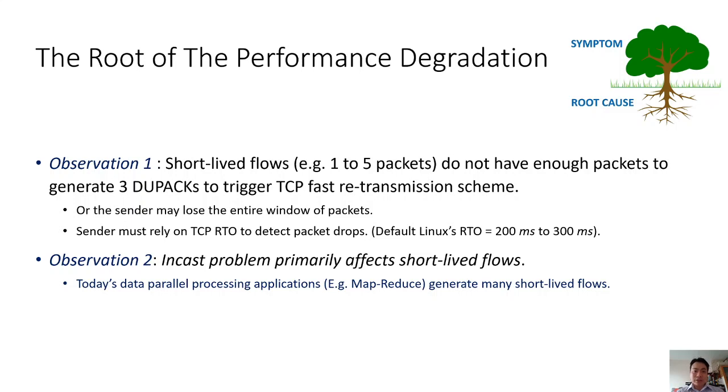For this reason, to detect the packet drop, the sender must rely on the TCP retransmission timeout, which in Linux settings is typically set to 200 to 300 milliseconds. Another observation that we make is that the incast problem primarily affects short-lived flows, just because many of today's parallel processing applications like MapReduce generate many short-lived flows.